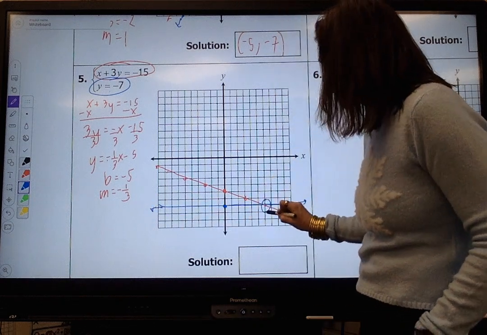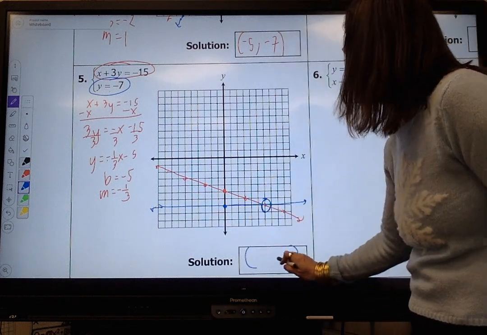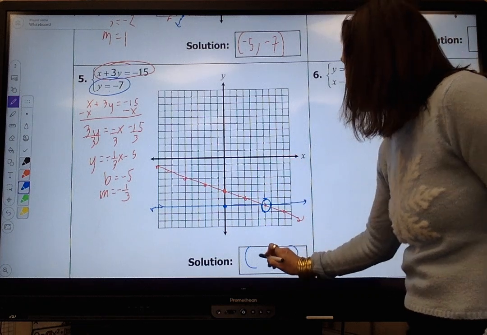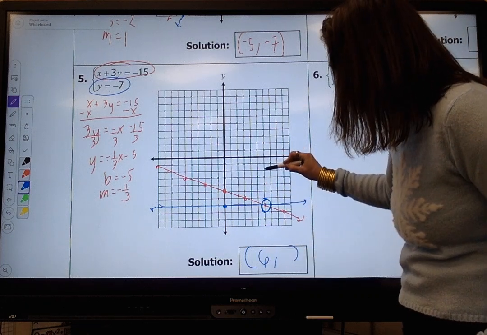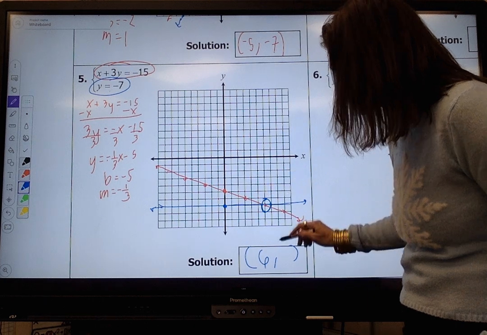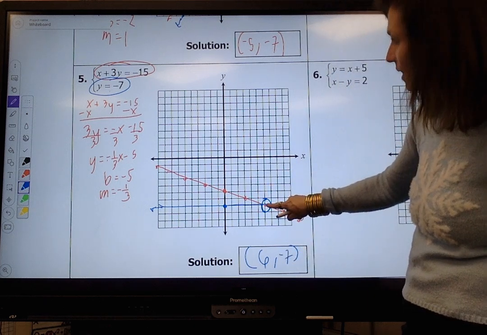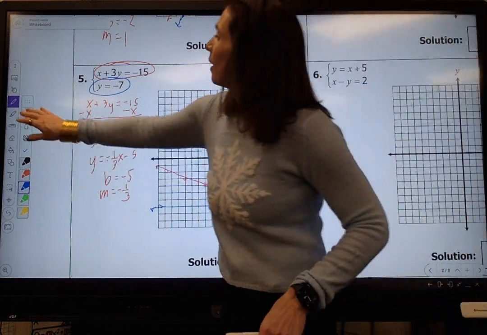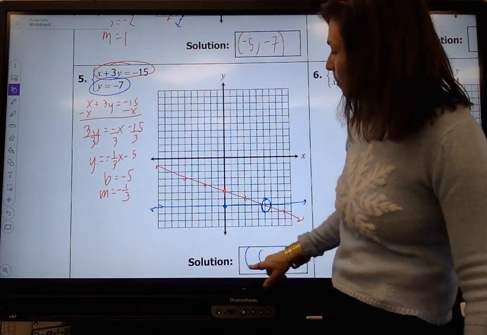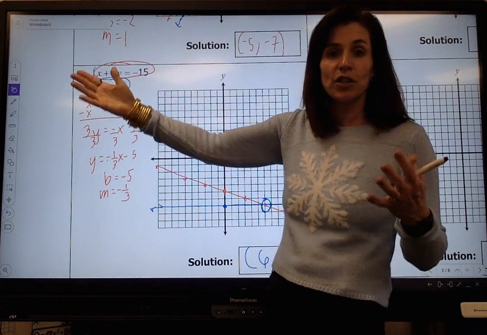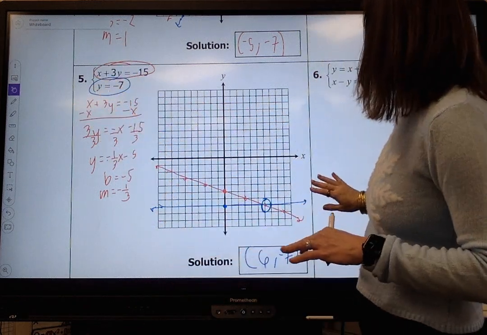And this is where they intersect. So I'm going to name that point. And it's 1, 2, 3, 4, 5, 6. Positive 6. And I go down 1, 2, 3, 4, 5, 6. Negative 7 on my y. So that coordinate point is 6, negative 7. And I can check my answer by plugging 6 and negative 7 in for x and y, and then checking to make sure that equation is true.